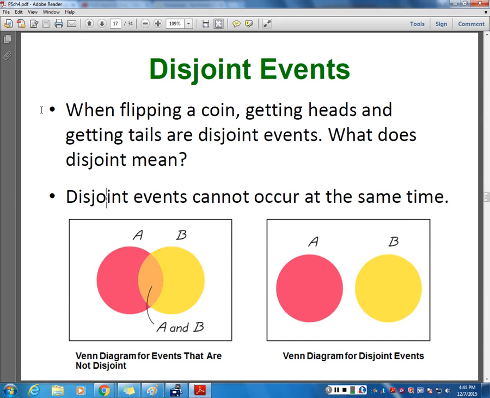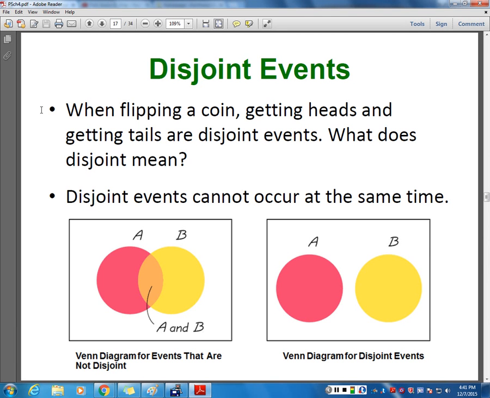When flipping a coin, getting heads and getting tails are disjoint events. So what does that mean? What does disjoint mean? Well, disjoint events cannot occur at the same time. They're mutually exclusive. At the bottom of this slide, you have two Venn diagrams.